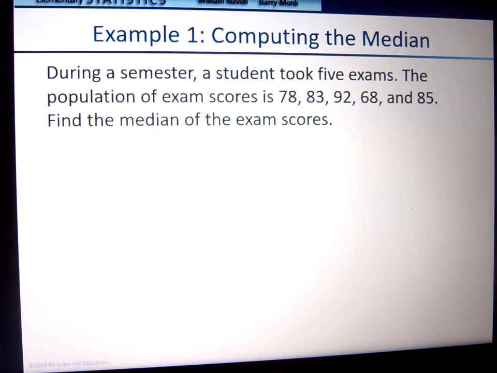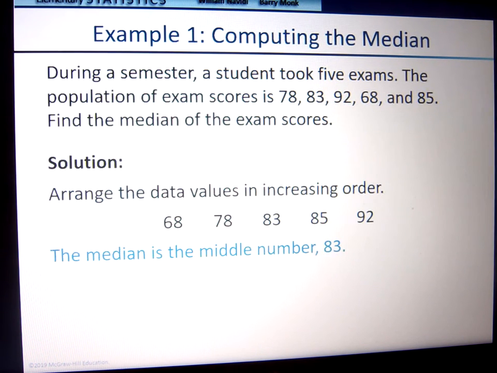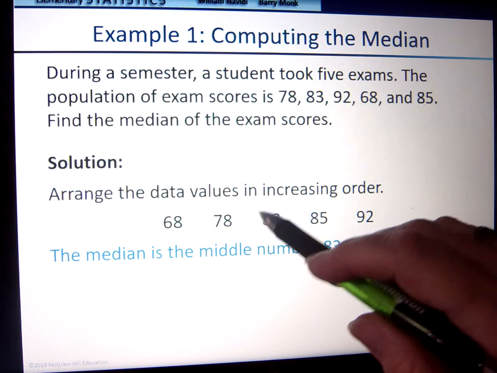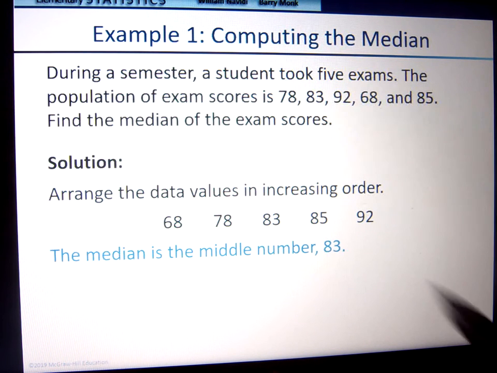So let's compute the median of these exam scores that we looked at before. The one important thing about finding the median is you have to make sure that you have everything in order from smallest to largest. So here we have them in increasing order. And then we take the middle number, which in this case is 83, and that is the median.